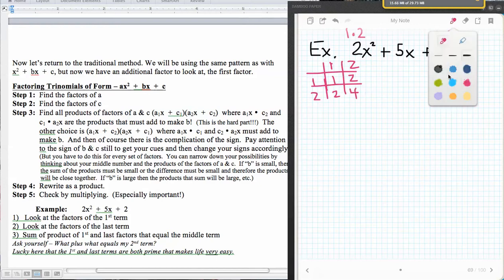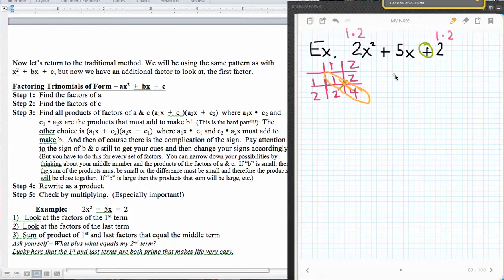We're still looking for sums and differences, so we're looking for a sum still, and we're going to look at sums across the diagonals here and here. And which ones sum to 5? Well, 4 and 1 sum to 5. So those are the factors that we're going to need. We found that when we make the products 4 and 5.